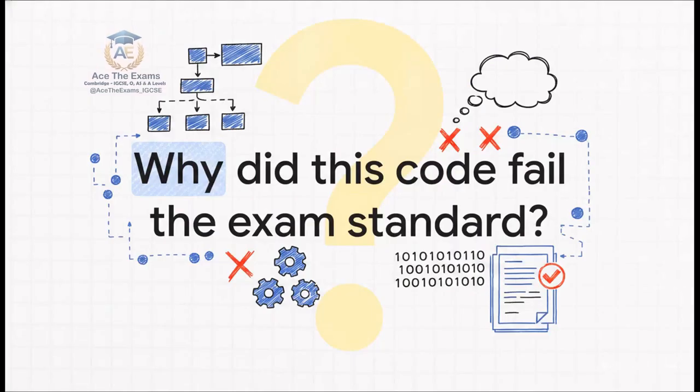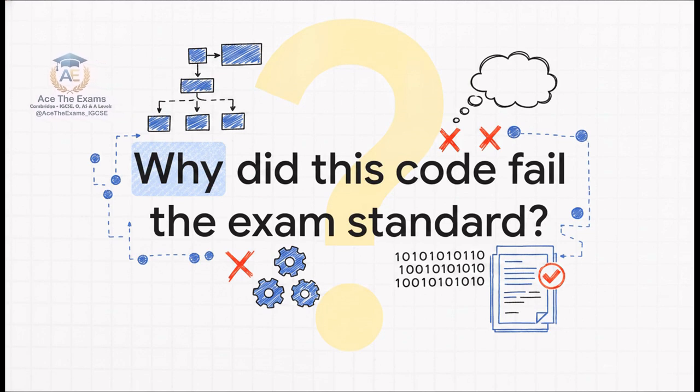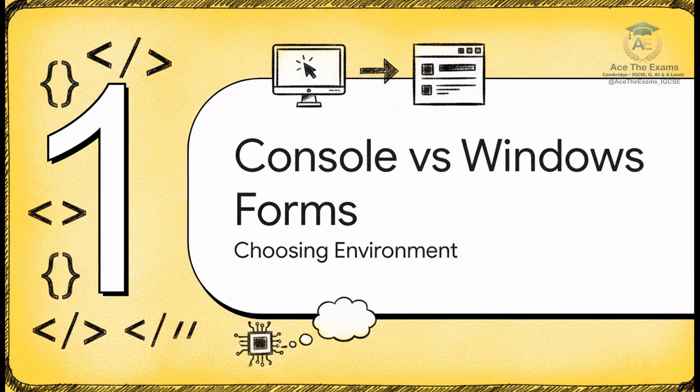Okay, let's dive into this. Why exactly did this perfectly logical instruction completely fail to meet the examiner's technical requirements? The logic is totally there, but the language is just wrong. To write mark scheme safe code, you don't just need to know what you want the computer to do, you have to understand the specific environment you are asking it to operate in. That brings us to Section 1, Console versus Windows Forms, choosing your environment.